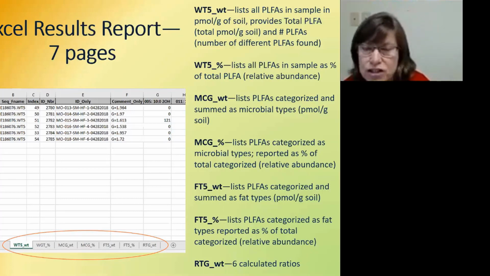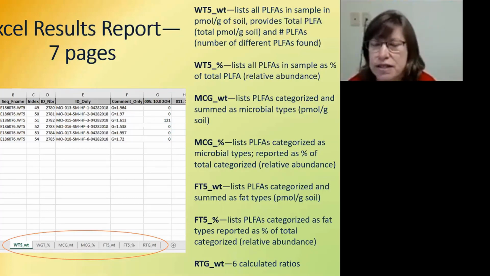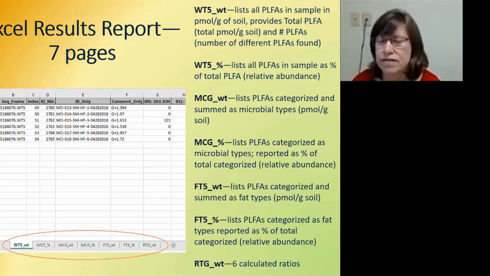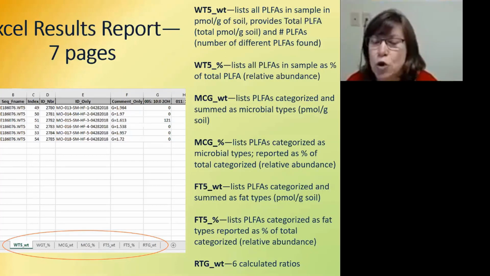Then we have 2 pages that are listed as fat types, like saturated, unsaturated, polyunsaturated, and then some of the different branched, straight chain, different types of fats. One page will have it in picomoles, another will have it as the percent of the total categorized into the fat categories. And then the last page, there are 6 calculated ratios, and I'll go through each of these pages at a time here.